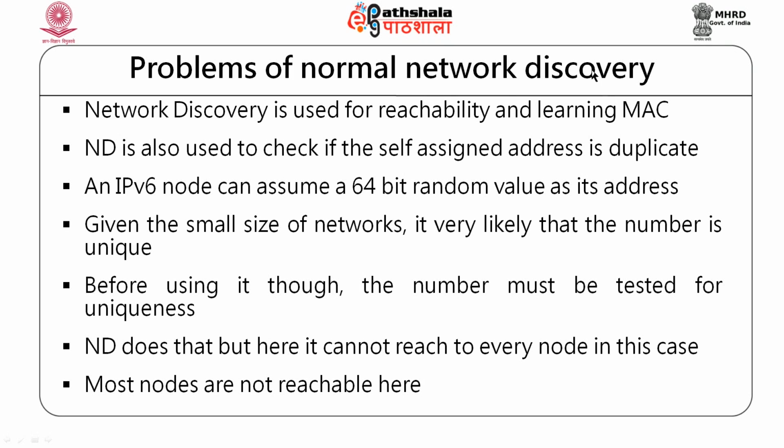What is the problem with normal network discovery? Network discovery is used for reachability and learning the MAC address. Reachability means whether the node is reachable or not, and learning about the address. Network discovery is also used to check if the self assigned address is a duplicate. Now, this is the major reason. So, reachability is whether the node is available, and learning about the MAC address of that node. Remember, when we want to construct a frame and send, I need to have the MAC address of the recipient. So, these are the other two reasons why I need to use network discovery.